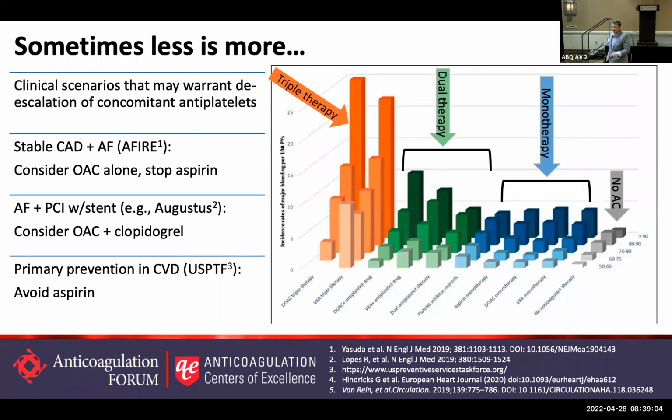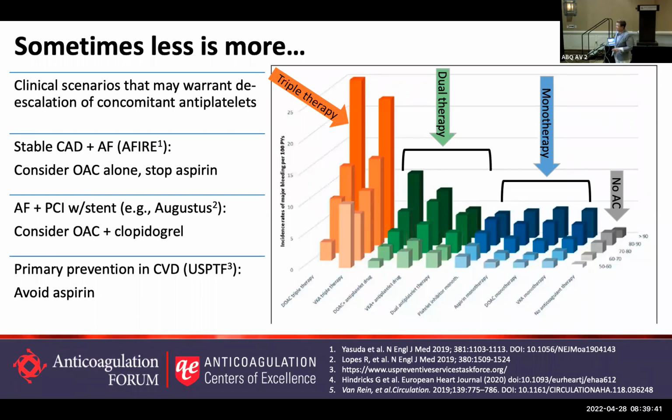And what we're learning nowadays is less is more, okay? So the pendulum is swinging back the other direction. We don't have time to go through all of these studies that I've cited over here to the left, but I just wanted to bring up some key clinical areas where you should be questioning concomitant antiplatelets in your patient. The first is patients that have stable coronary artery disease, no events in the last 12 months, and they might be on a baby aspirin for that, but they need anticoagulation for atrial fibrillation. In those patients, you should be thinking about stopping that aspirin and just continuing anticoagulation alone.